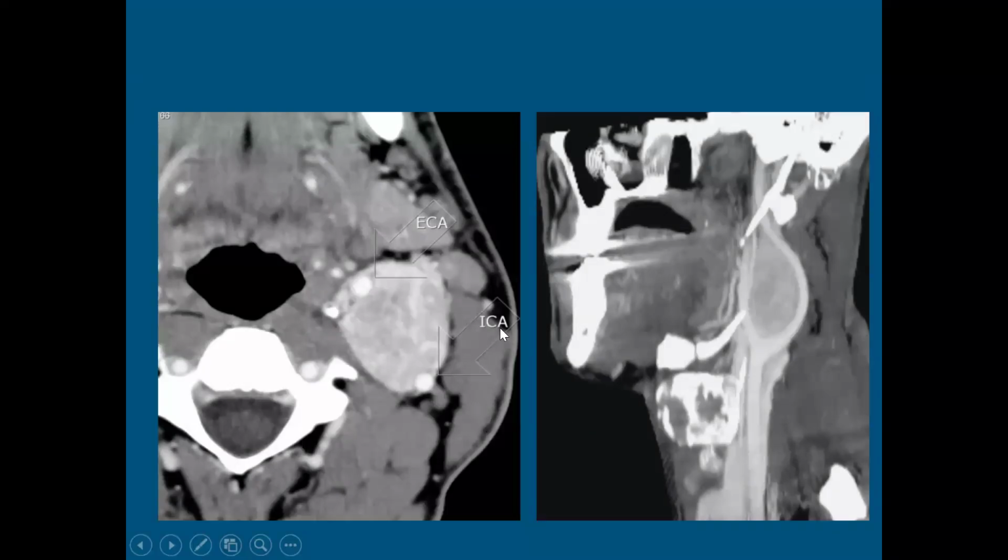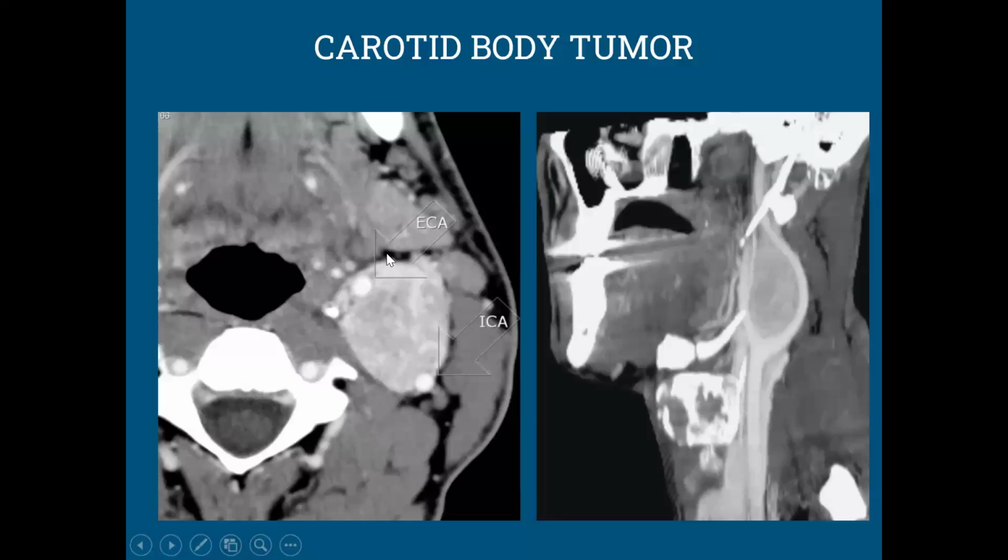This is a typical case of a carotid body tumor. We can see the intensely enhancing lesion causing splaying of the external and the internal carotid artery. We have also seen while discussing the parapharyngeal space that this tumor displaces the parapharyngeal space anteriorly, and in the corresponding sagittal image we can see the splaying of the internal and external carotid artery, known as the Lyre sign.